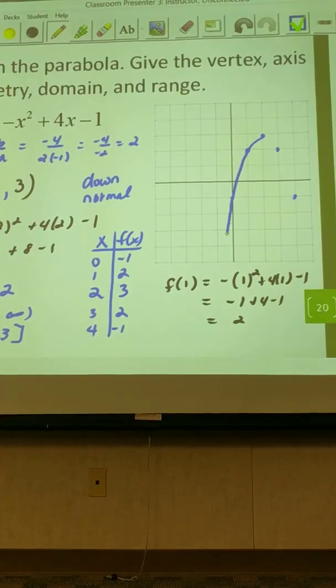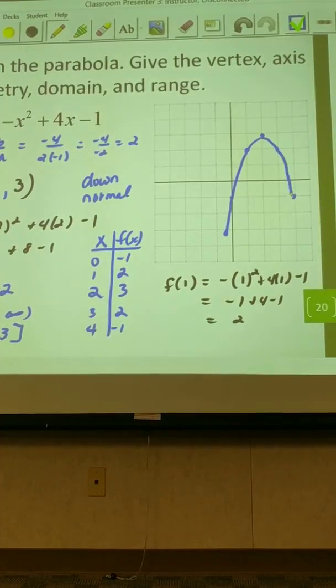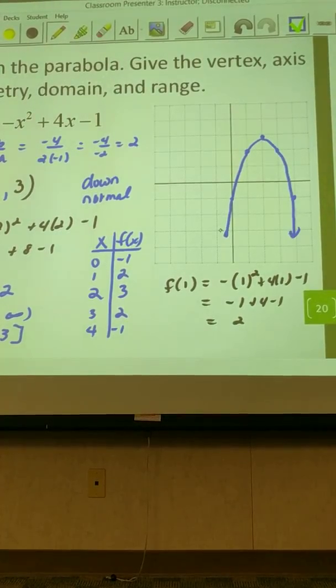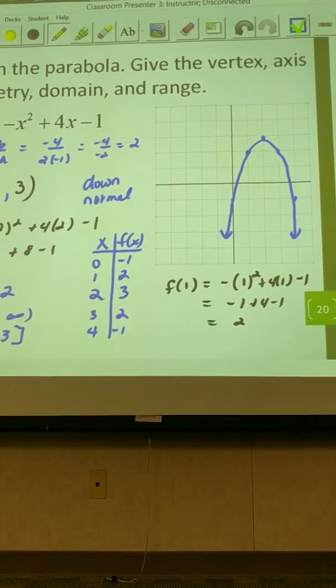And it's opening downward. Very happy about that. And it's a normal shape. It's not wider or narrow. It's just like our shape of our x squared problem.